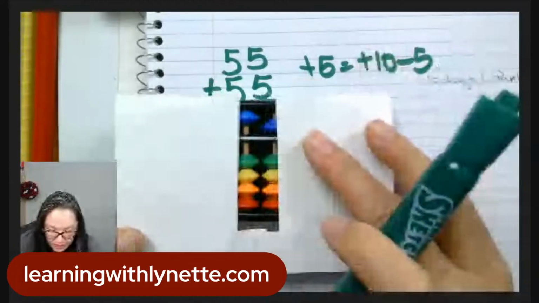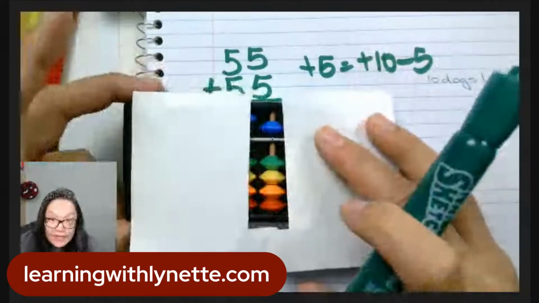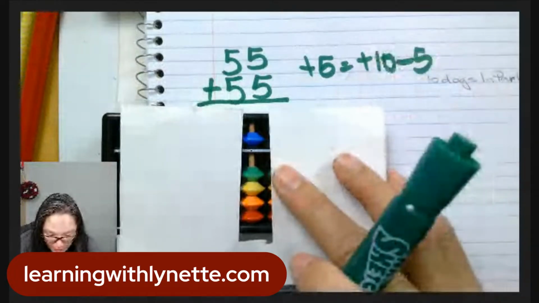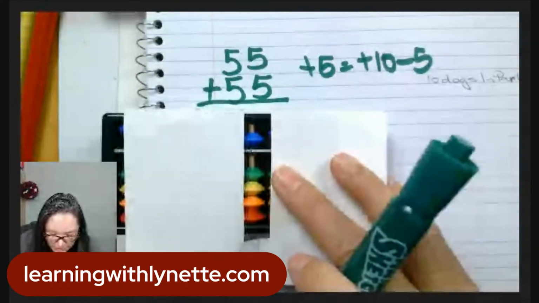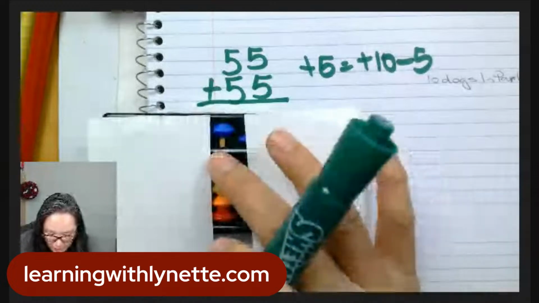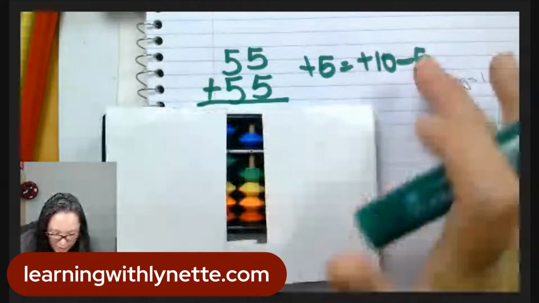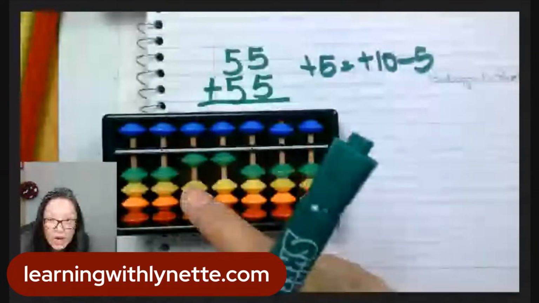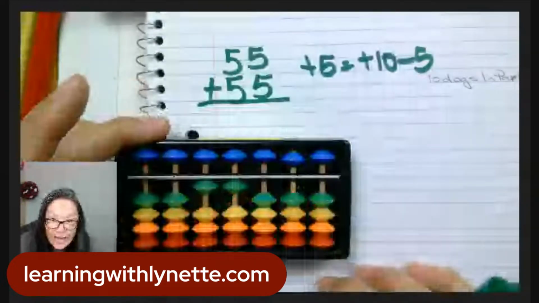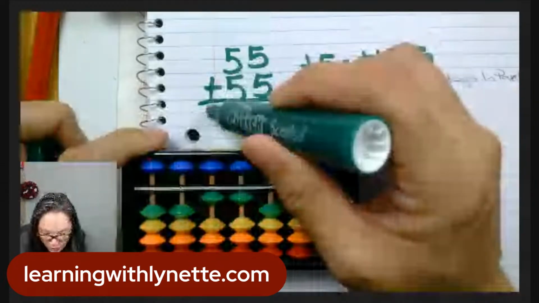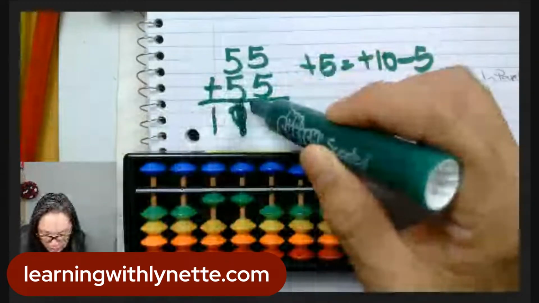Now I'm here. I need to plus the 5 again. I do the same: plus the 5 equals plus the 10 minus the 5. Plus the 10, 1 and 0, and then minus the 5. So my final answer is 110. That's a good question, Nom Nom. So 110.